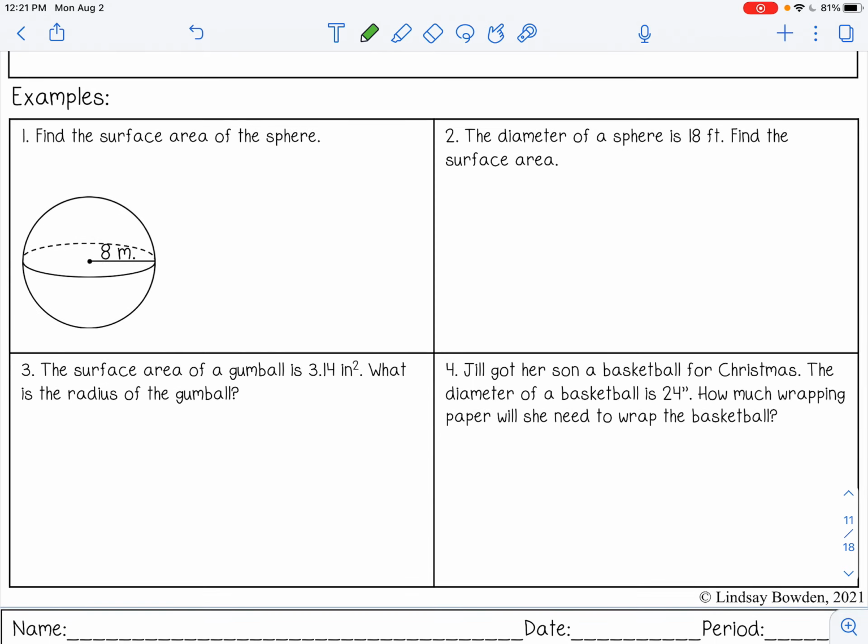So find the surface area of the sphere. So 4 pi r squared, 4 pi 8 squared. So 8 squared, that's 64, times 4, that's 256 pi meters squared, or about 804.2 meters squared.